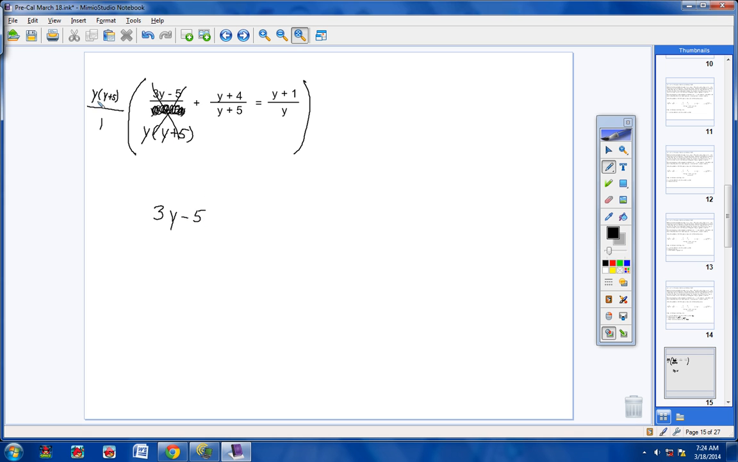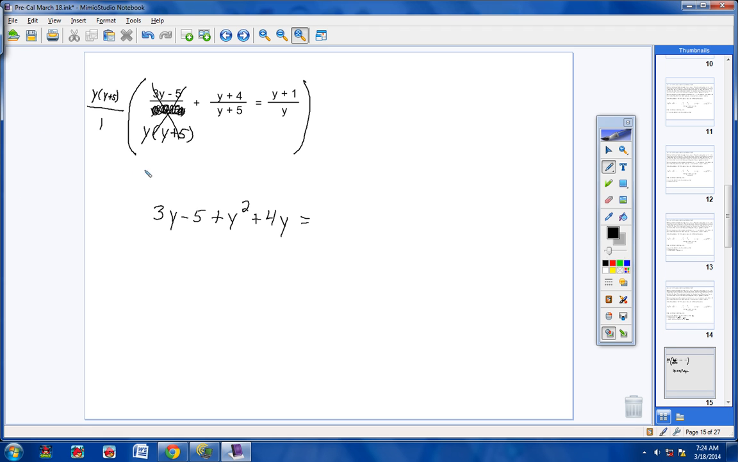Now we're going to multiply this fraction here times this fraction here. Notice your y plus 5 would cancel with your y plus 5, and you're left with just a y. So you take y times this whole expression right here. When you do that correctly, y times y would be y squared, and y times 4 would be 4y. Then bring down your equal sign, and now let's do this one more time.